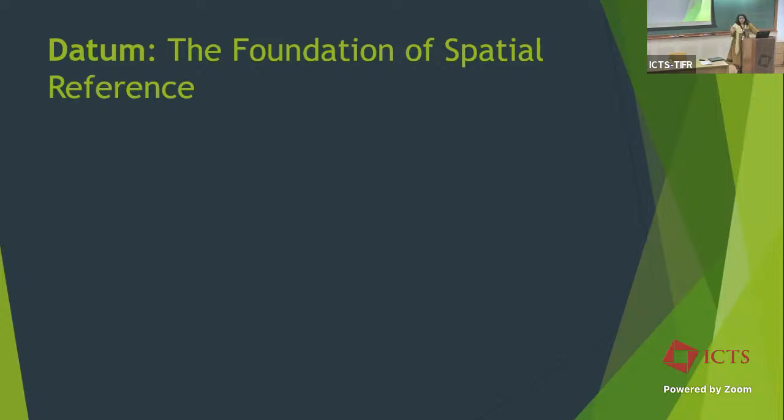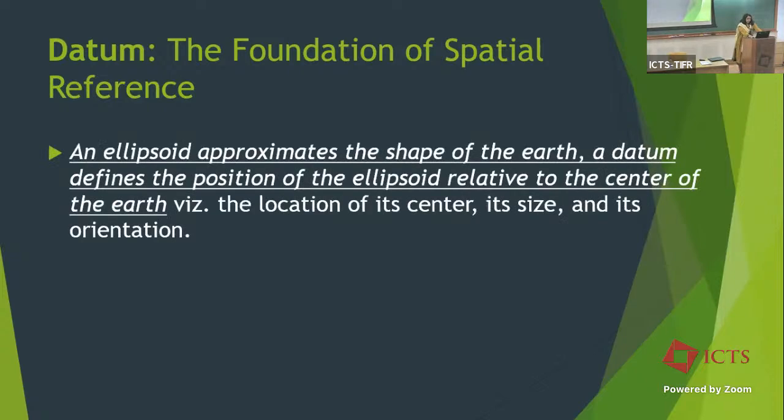Okay, so now we come to this concept of a datum, which is endlessly confusing. So in a GIS, the datum forms the foundation of the spatial referencing system. What do we mean by the datum? It is an ellipsoid that approximates the shape of the Earth. It defines the position of the ellipsoid relative to the center of the Earth, okay? So it defines the shape of the ellipsoid. It defines where the ellipsoid sits relative to the center of the Earth, and the size and the orientation of the ellipsoid with regard to the Earth's surface, okay? All of this information together is what's called the datum, okay?